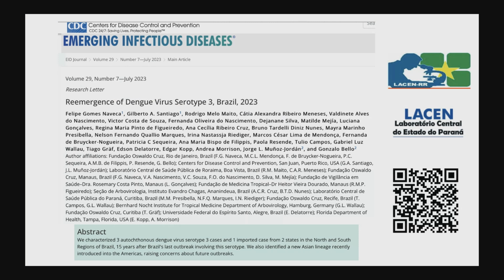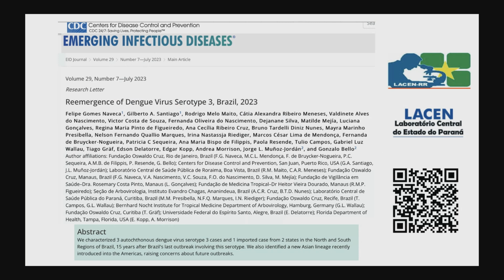In fact, our colleagues in Roraima state were the first to detect the presence of this virus, and we also have colleagues from LACEN, Paraná, who detected one imported case of this virus. It called our attention because dengue virus serotype 3 had not been circulating in Brazil for over 15 years.